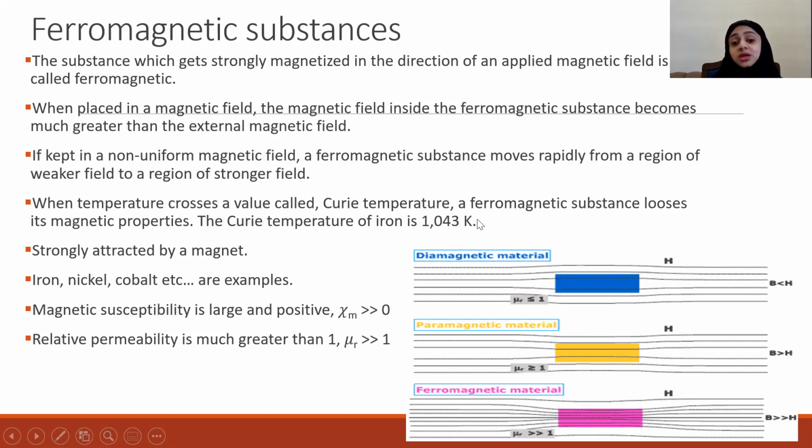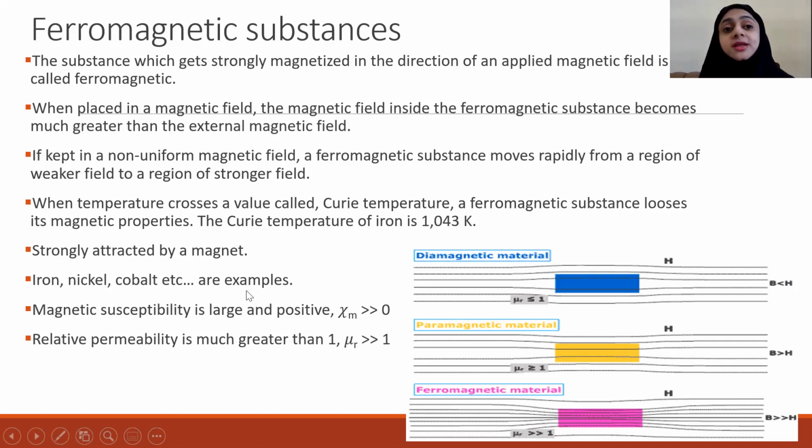So the Curie temperature of iron is 1043 Kelvin. That's a very high temperature. So at very high temperature, the ferromagnetic substance loses its magnetic properties. And for different substances, the Curie temperature will be slightly different. So iron, nickel, cobalt, etc. are examples of ferromagnetic materials.